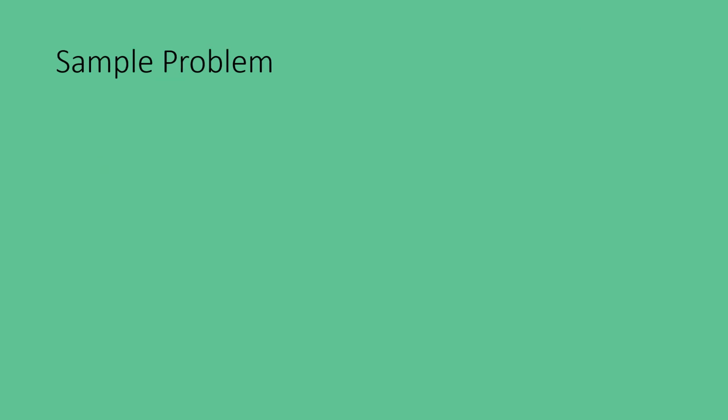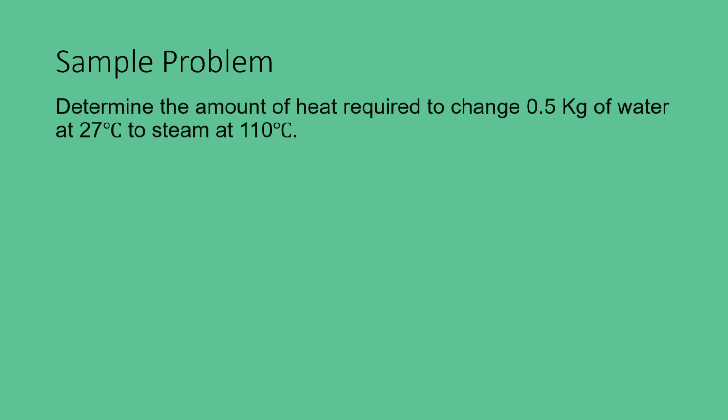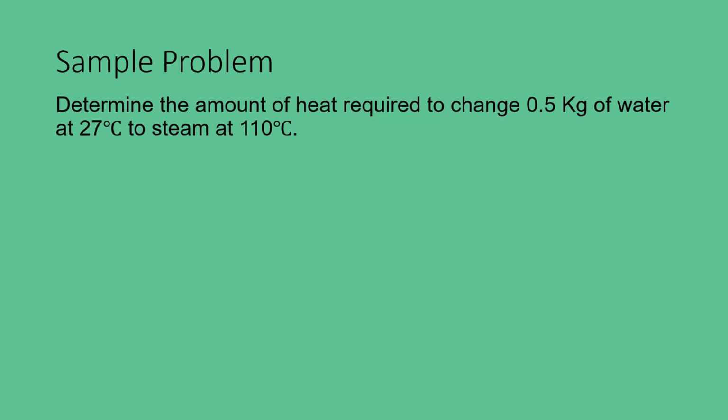Let us now solve a problem involving change in temperature and change of phase of water. Determine the amount of heat required to change 0.5 kilogram of water at 27 degrees Celsius to steam at 110 degrees Celsius. So take note that heat will first be transferred to the water to change its temperature from 27 degrees Celsius going up to 100 degrees Celsius.